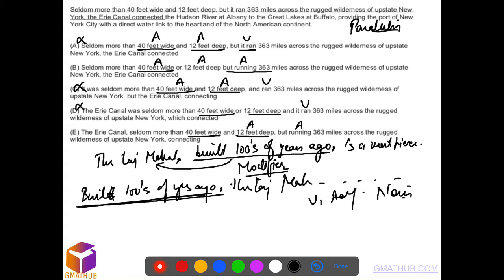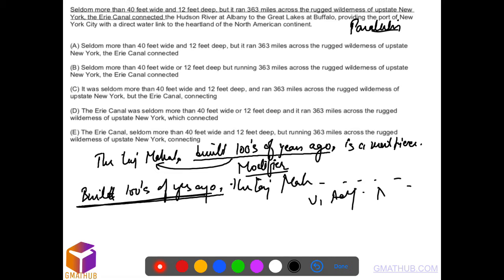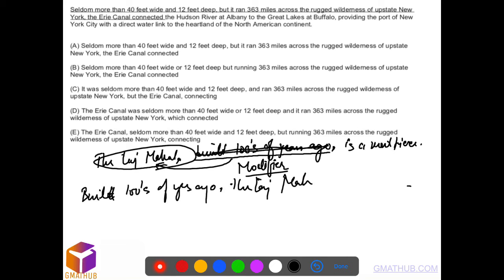Adjective. We'll keep it. Okay, so that's one thing. So it's between B and E, right? So let's see the difference between B and E. In the sentences with a modifier, even if we strike off the modifier, the whole sentence still makes sense. The Taj Mahal is a masterpiece, built hundreds of years ago. The Taj Mahal is a masterpiece.